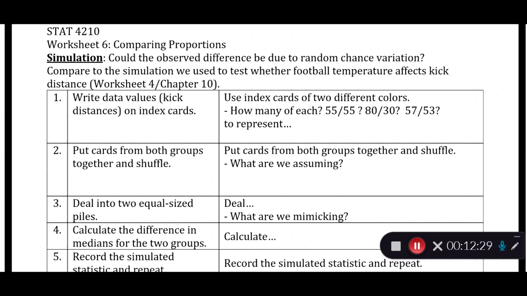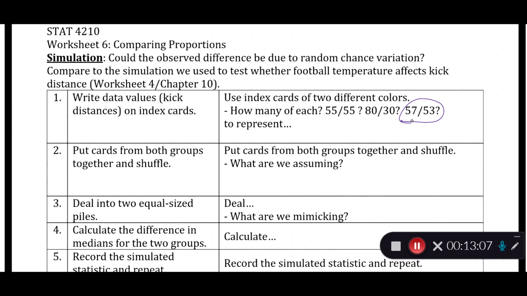But the question is, how many cards of each color should I use? Should I use 50, so for the 110 patients in the study, should I split it 55-55? So should I have 55 red and 55 black? Should I split it 80-30 to represent the 80 patients with CAD and the 30 patients without CAD? Or should I do it 57-53 to represent the patients who do and do not have ELC? I should do it 57-53.